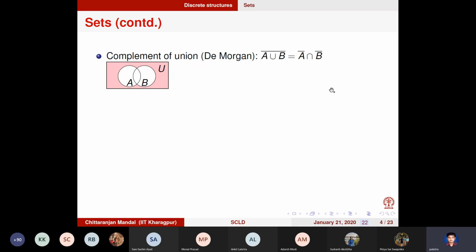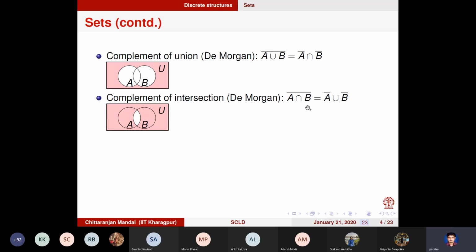The left-hand side and the right-hand side expression, for whatever value of A and B you take, would produce the same set. So this is a law, and it's easy to verify. This is a simple Venn diagram kind of thing. If you take any A, any B, A union B is this pink area, and similarly you take the complement of A, which is the area outside A, and the complement of B, which is the area outside B, and if you take their intersection, you see it again becomes this pink area. Well, this is not a proof really, but you have kind of convinced yourself that De Morgan's law holds.